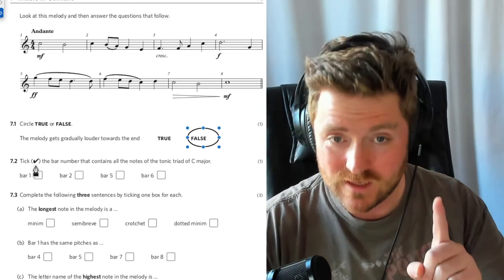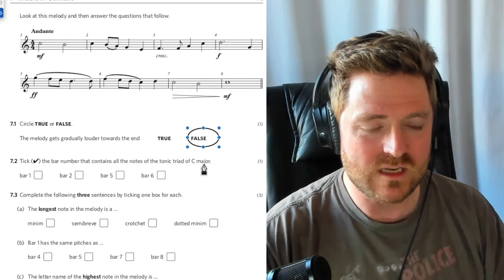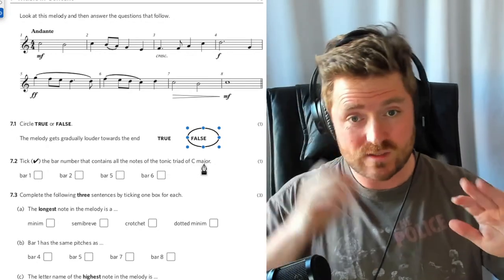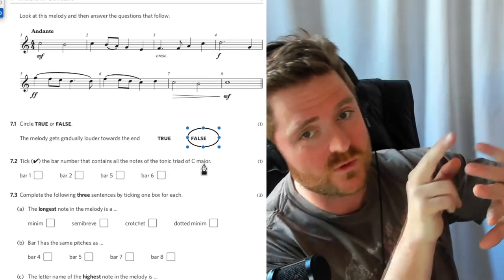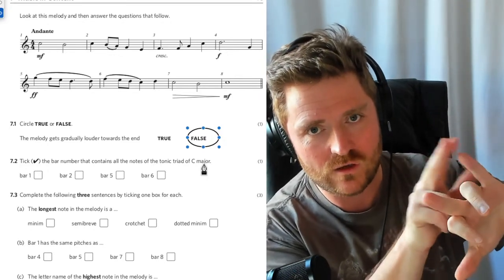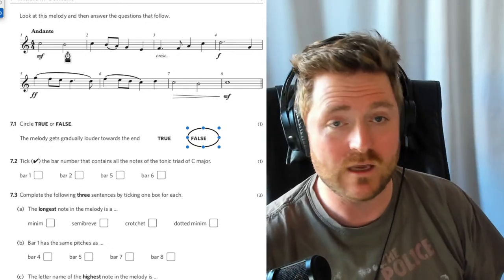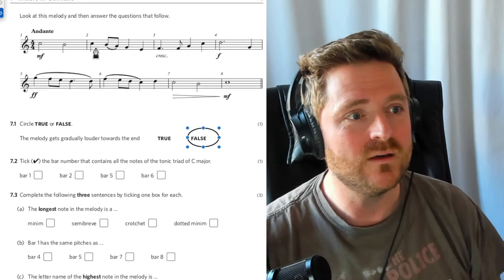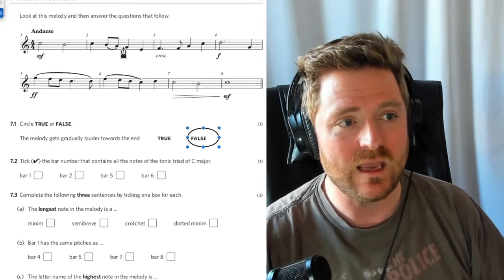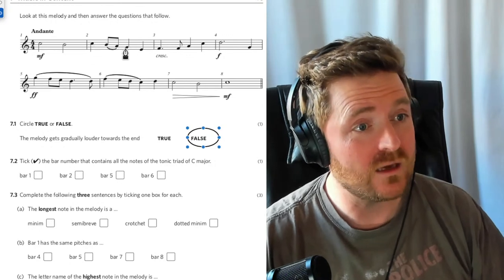Tick, and I will tick, Gloria, the bar number that contains all the notes of the tonic triad of C major. So C major, the triad on C, if you recall, play one, miss one, play one, miss one, play one. We're looking for C, miss one, E, miss one, G. We're looking for C, E, and G. Let's quickly do this. So we've got a C and a B in the first bar. Here we've got a C, a B, an A, and a G, and an E. Well, there's a C, a G, and an E.